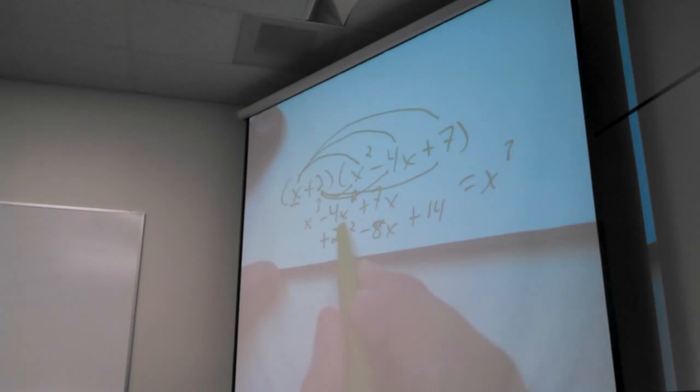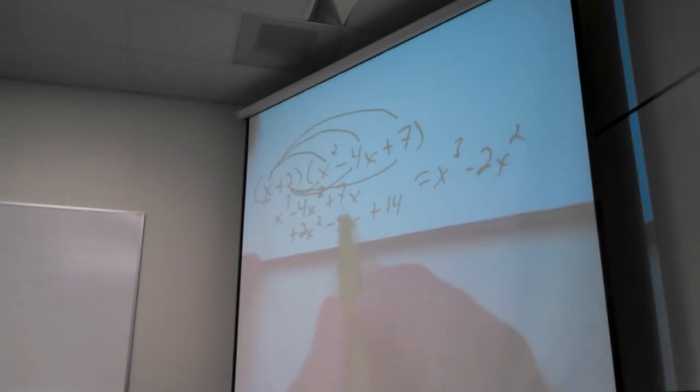So now I got x cubed's got nobody. Minus 4x squared plus 2x squared is minus 2x squared. 7x minus 8x is minus 1x. Minus x, kick ass. And then 14's got nobody, so it's just a 14. Bam!